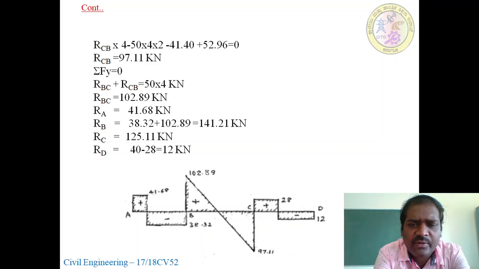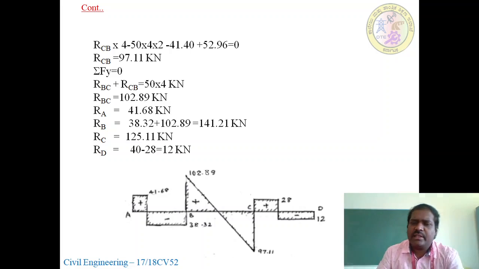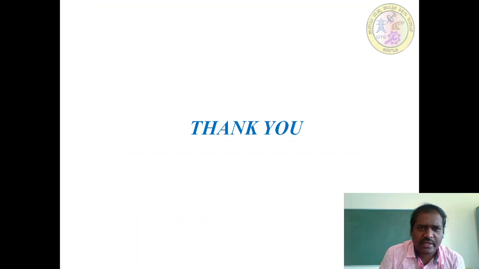Then the RC value. What is the RC here? 125.11. Up to here there will be 97.11 plus 28, so you get 125.11, RC. The height here: 97.11 to 28, what is the height? 125.11. Take the straight line, come down. What is the load? 40. Already you have 28, then 12. Take a straight line. So the shear force diagram is complete.